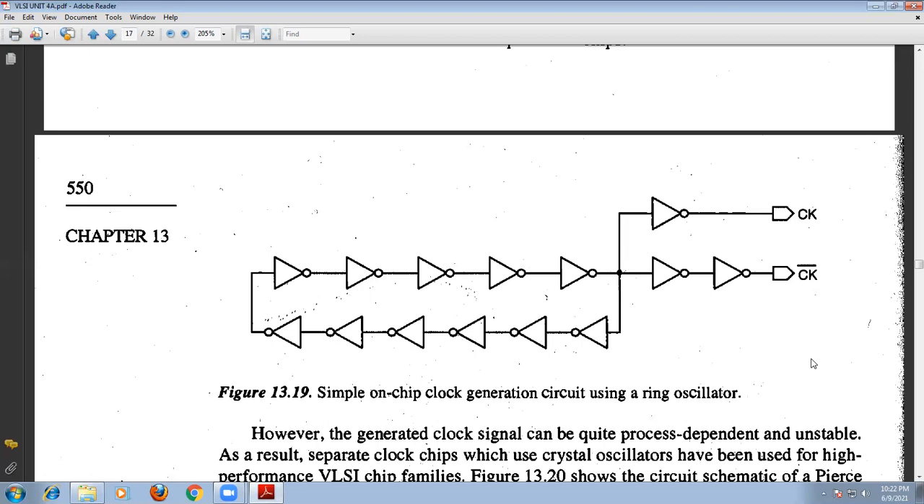The high performance VLSI chip families use a crystal oscillator as the clock chip. Remember that point, because, as you know, the crystal oscillator produces very good frequency stability. That means the frequency will be very stable in the case of crystal oscillators. Now let's go to the next one.